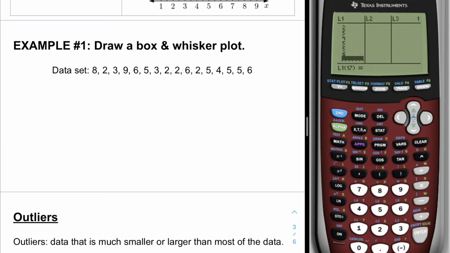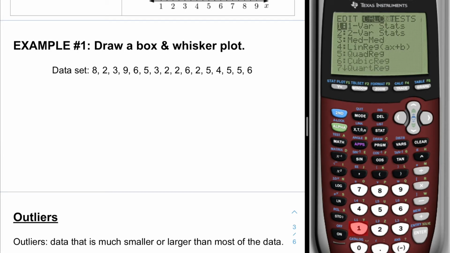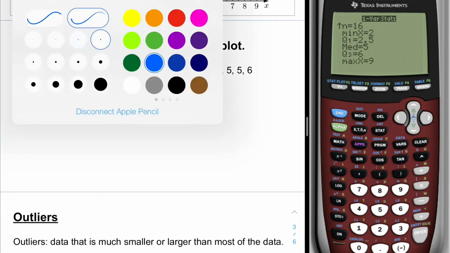Okay, so here I want to make sure I have enough numbers. It says I have 16 numbers. Let me count them up. 1, 2, 3, 4, 5, 6, 7, 8, 9, 10, 11, 12, 13, 14, 15, 16. Okay, all my numbers are there. So what I'm going to do is go to stat, go over to calc, press number 1. Your frequency list should be blank. You don't have any frequencies. And then we're going to scroll down until we get the 5 number summary. The 5 number summary is the last 5 things that you'll see.